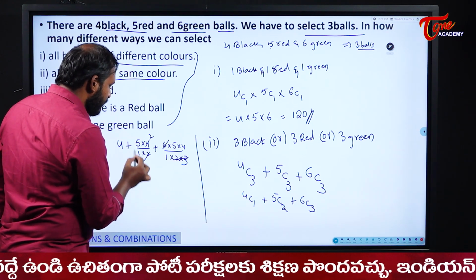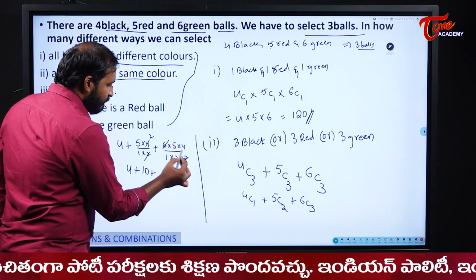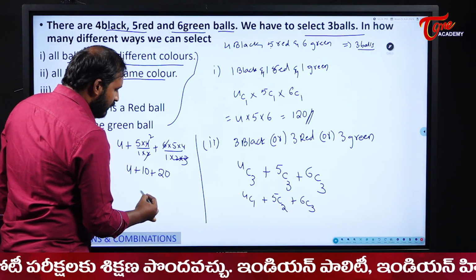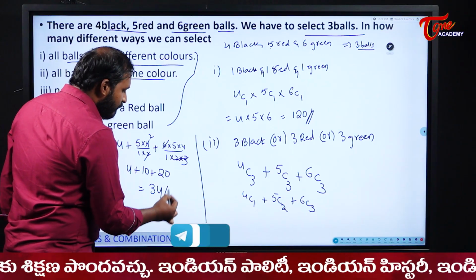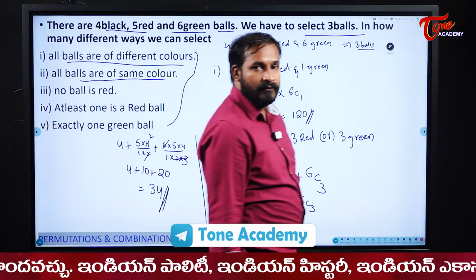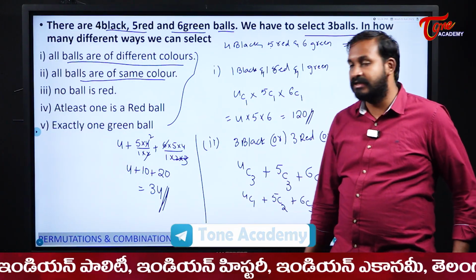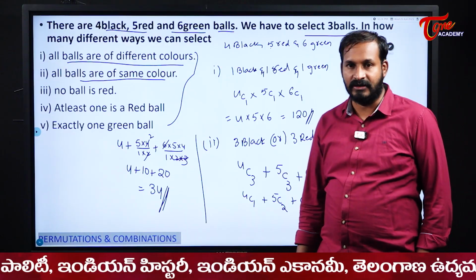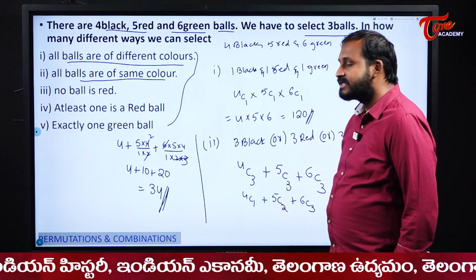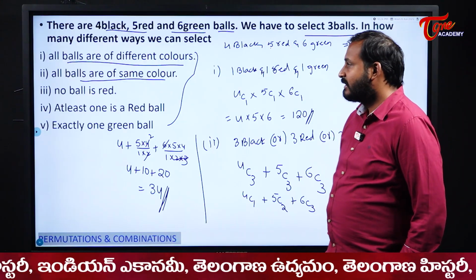So what I will get? 4 plus 5 2s are 10, plus 5 4s are 20. So overall it will become 34. In how many ways can I choose all balls of the same color? In 34 different ways I can select that one. What is the next one?